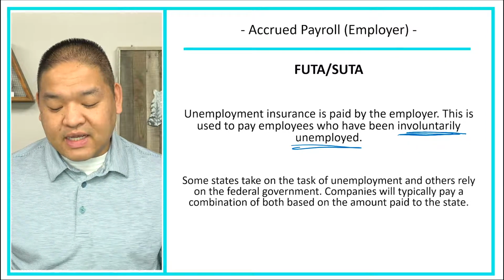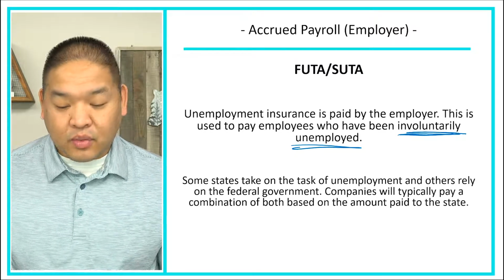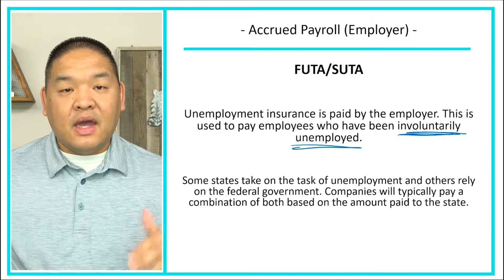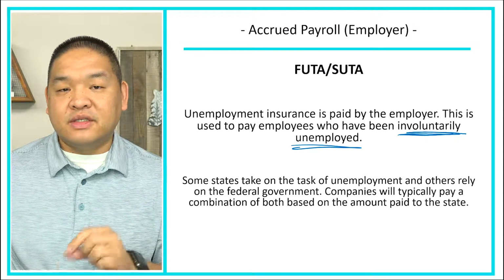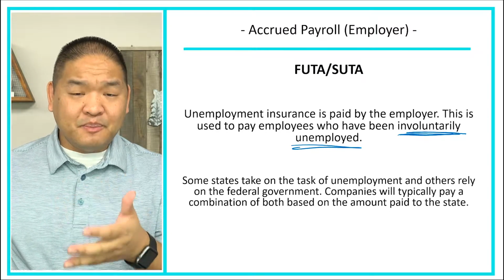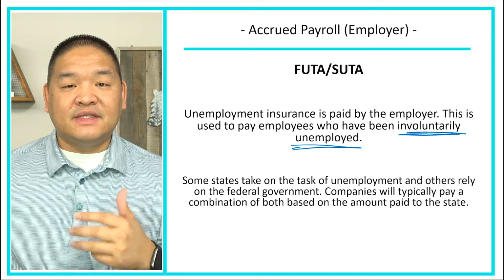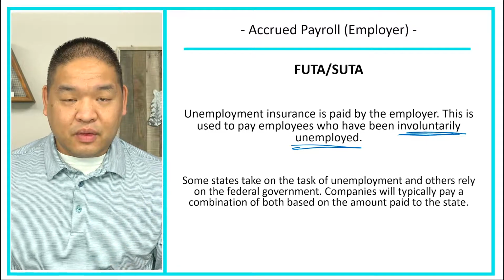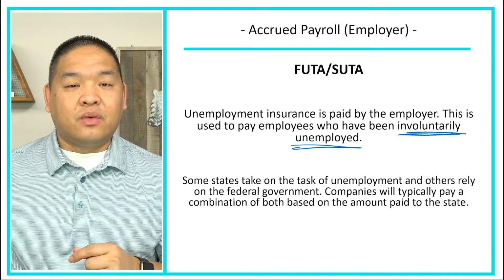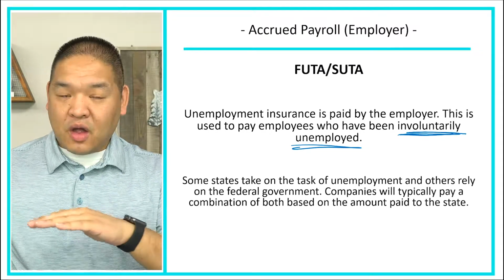Now, some states take on the task of unemployment and managing that, and other states don't. That's why there is a FUTA and SUTA. Basically, how it works is that if a state does have their own unemployment insurance program, there will be like a maximum that all companies will pay.